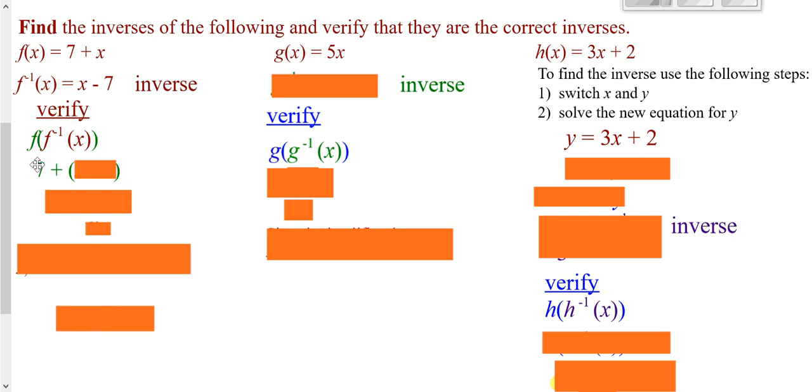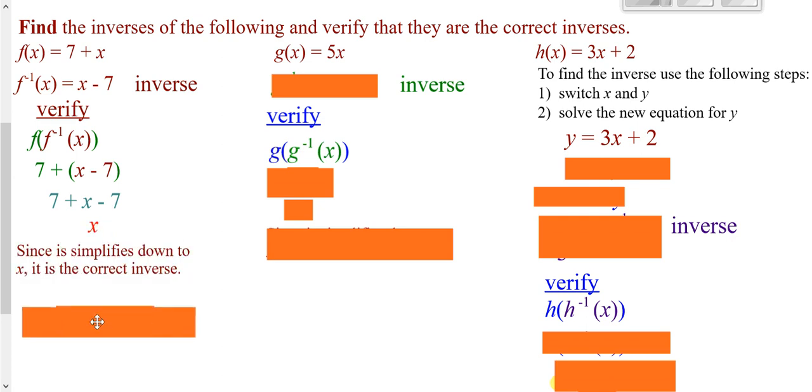Your original function, f, says input plus 7. That's what it says, 7 plus your input. So I'm going to take what I think is my inverse and plug it in for my input. Now, I don't really need the parentheses because I'm adding. When I collect like terms, I get this. So yes, they are inverses since it just simplified down to a nice normal x.